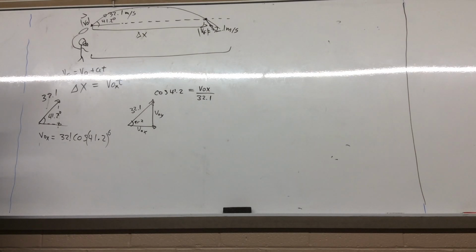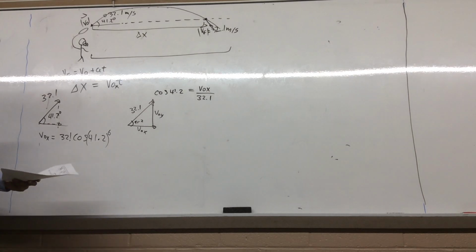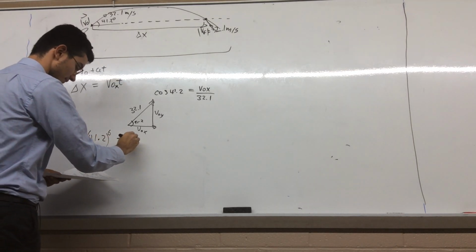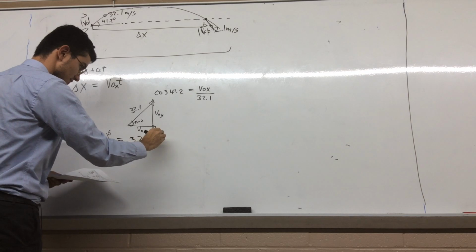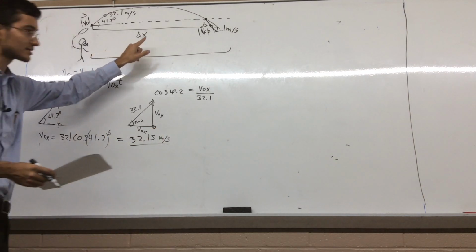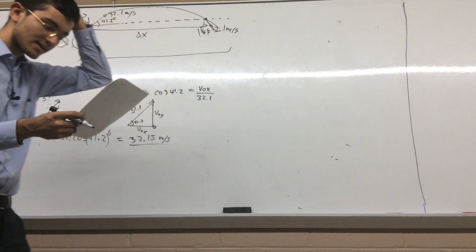So that's why that happens. Okay. Now, if we find the magnitude of the velocity, that's going to be about 32.15 meters per second in the x direction. But we're asked for delta x. We're asked for the distance it travels in the air.